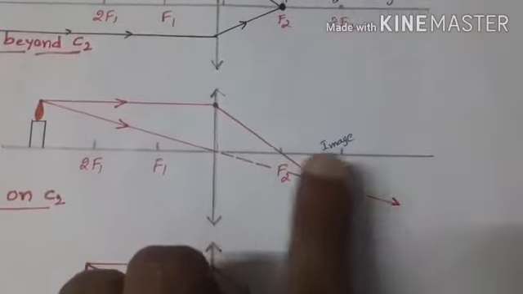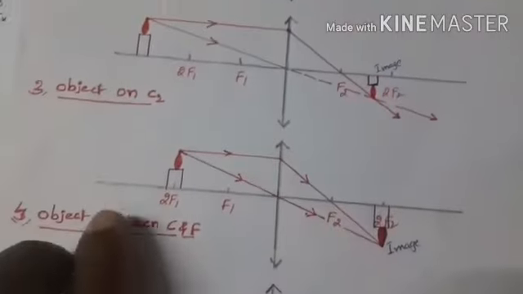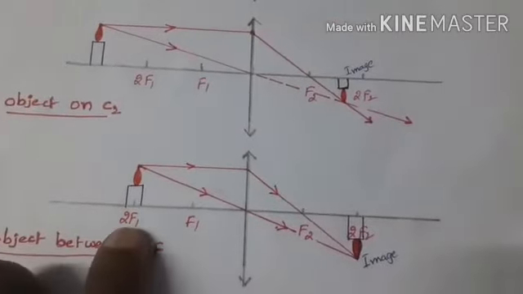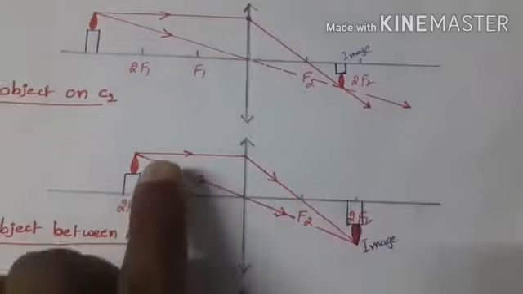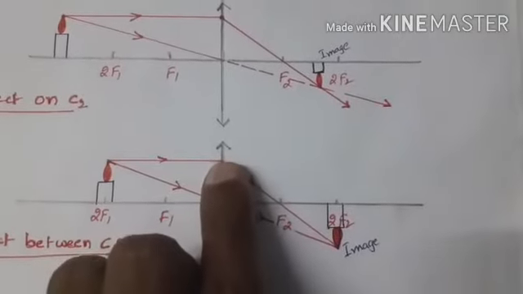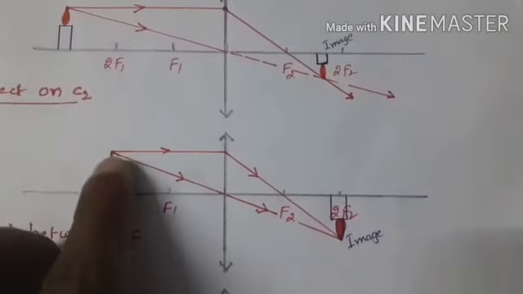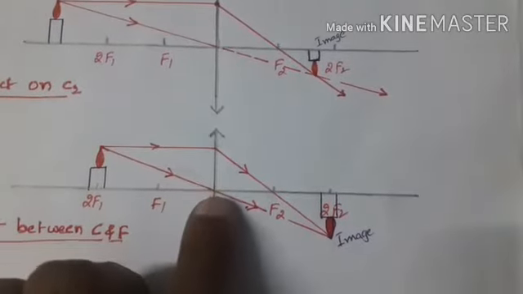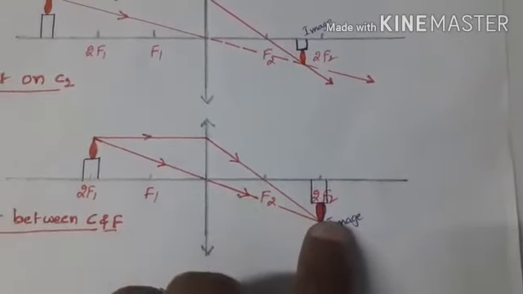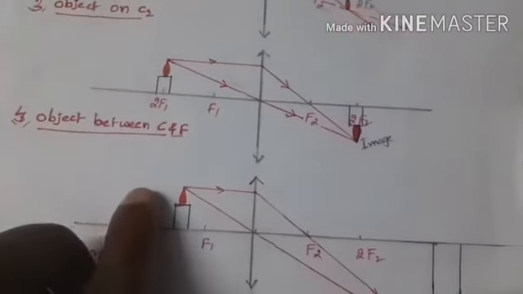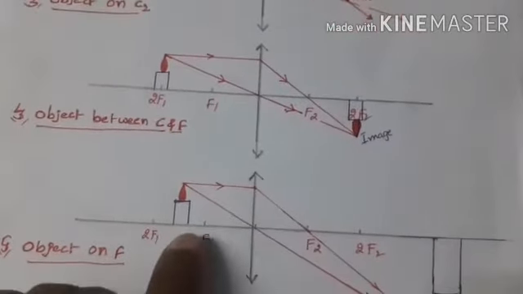So the image forms between F2 and 2F2. Object on C2. So that is double the focus. A parallel ray converges at the focus, and the undeviated ray at the pole, the image forms here. Object between the center of curvature and focus.